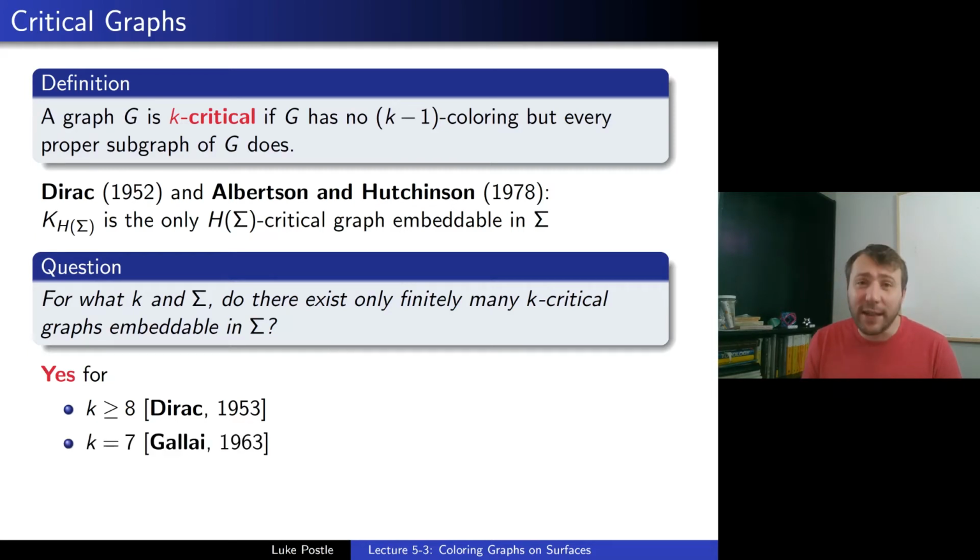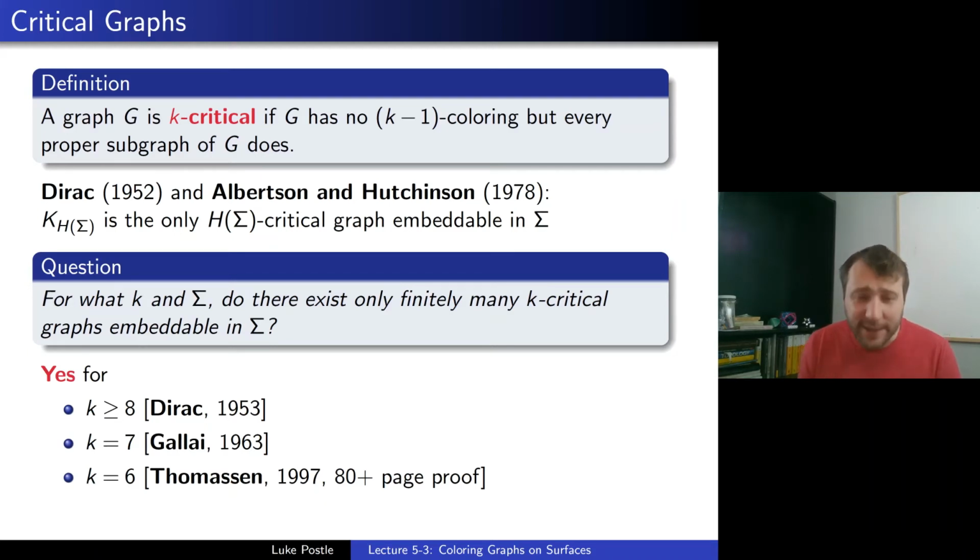And then Gallai in '63 showed the answer is yes for k equals 7 with a little bit more. So he found a reducible configuration, and you can use discharging and show that there are also only finitely many. And then in a very deep breakthrough, Thomassen showed that this is also true for k equals 6, and that's an 80-plus page proof from 1997. So really, for 5-coloring, there are only finitely many reasons why you're not 5-colorable. There are only finitely many 6-critical graphs embeddable in any surface sigma.